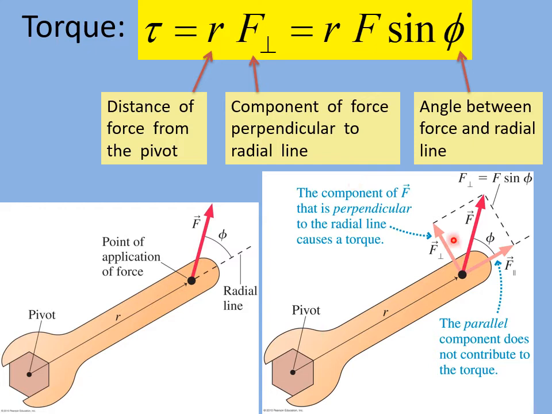And by doing a little trig here, you'll notice that this is a right triangle, as is this one here, with this angle phi. So this perpendicular component is given by the force, which is the hypotenuse of this right triangle. And we want this leg of the triangle, so we're going to use the hypotenuse F times the sine of phi. So this is really our full-fledged definition of torque. It's R times F times the sine of the angle between the force and the radial line.